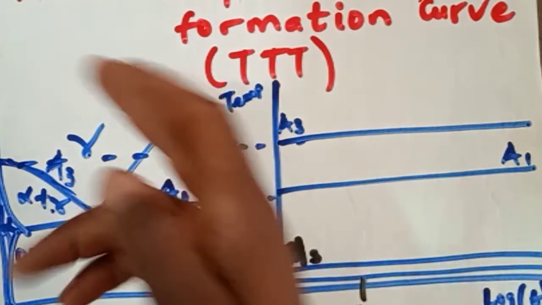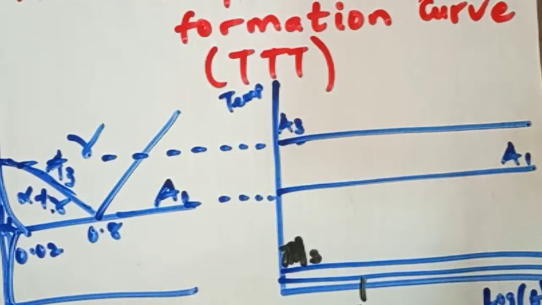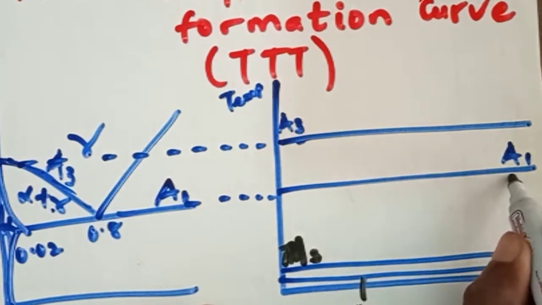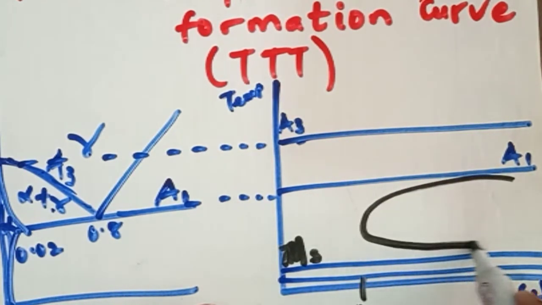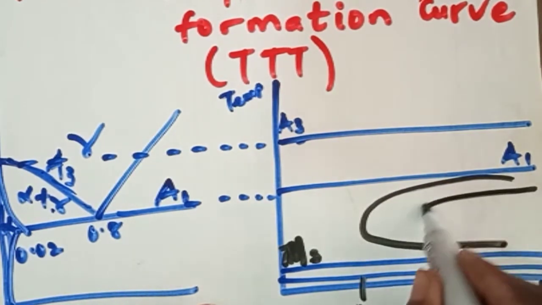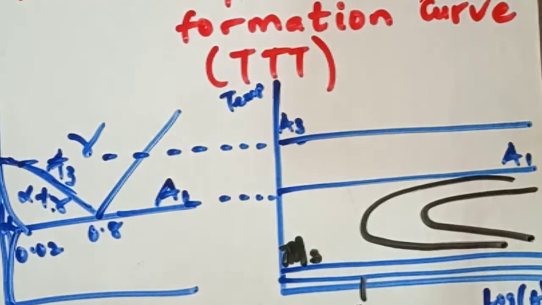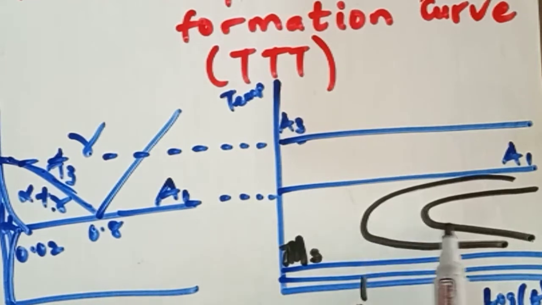Now, this time temperature transformation curve can also be called the C curve, or you can call it isothermal, that is constant temperature. So if you draw something like this, and then I draw the other one like this. So this is our TTT curve, or C curve, or isothermal curve.